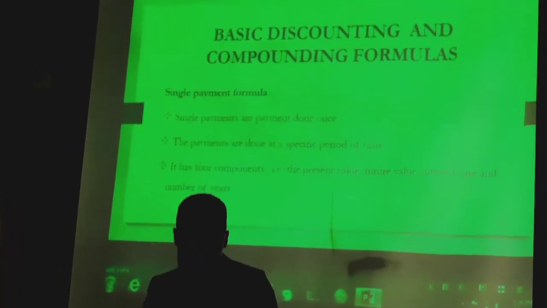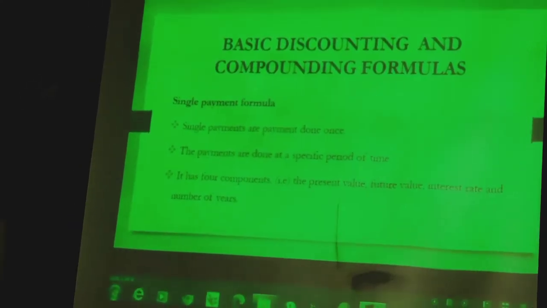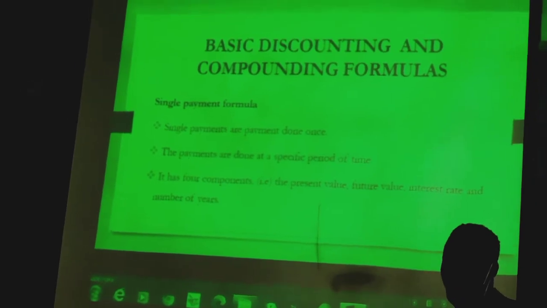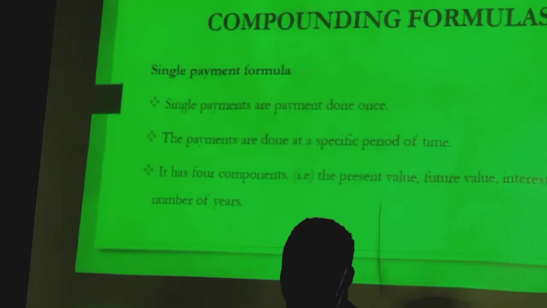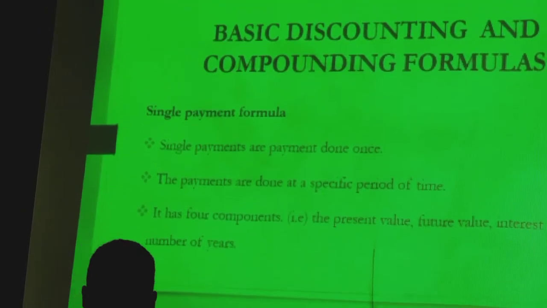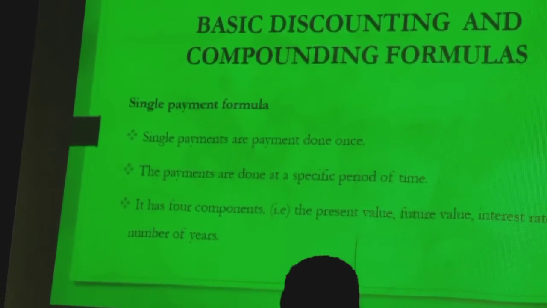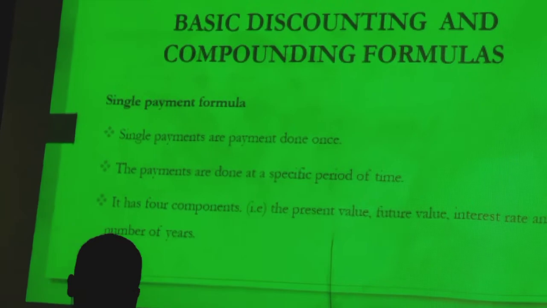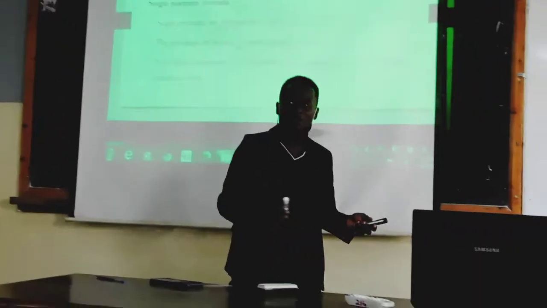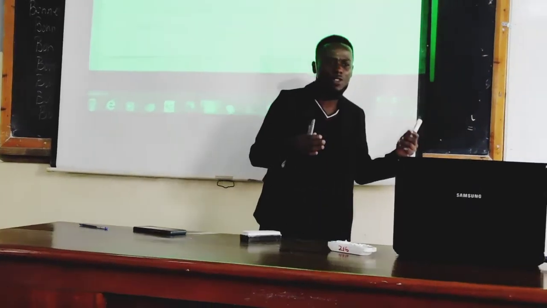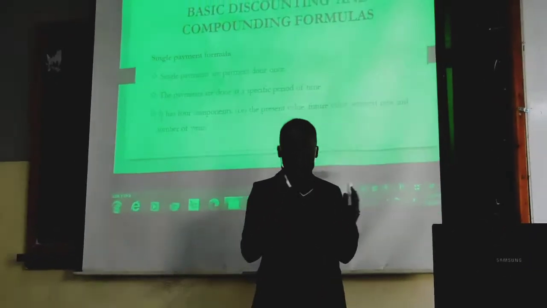Now, what are the basic tools? What are the basic discounting and compounding formulas? If I have the present value, how can I get a future value? Which formula can I apply? We have what we call the single payment formula. A single payment is just a payment that is done once in a while. For example, it can be earnings from thinning in a certain year, if you are carrying out a plantation. So it can be done once.